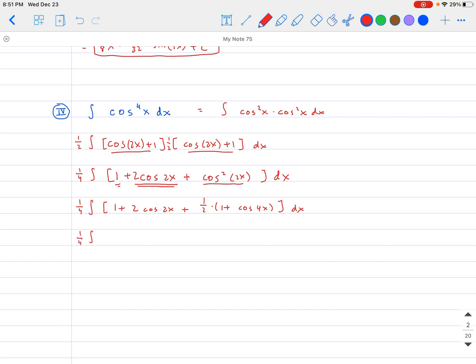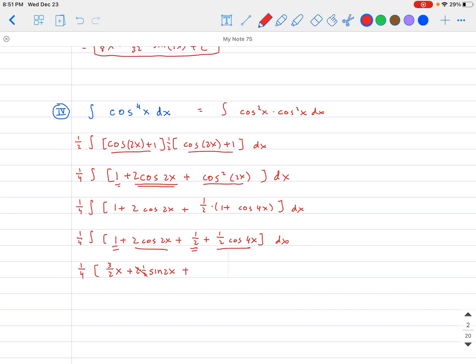So 1/4 integral, we have 1 plus 2 cosine of 2x, and then plus 1/2, and then plus 1/2 cosine of 4x. Let's see, taking the antiderivative, the 1/4, I'll keep as is. The 1 and the 1/2 right here, that's going to give you 3/2, and then that's going to be x. And then plus this part right here, the antiderivative is sine of 2x. The 2 and the 1/2 that it's going to produce is going to cancel out, so that's the nice part, so that's going to be gone.